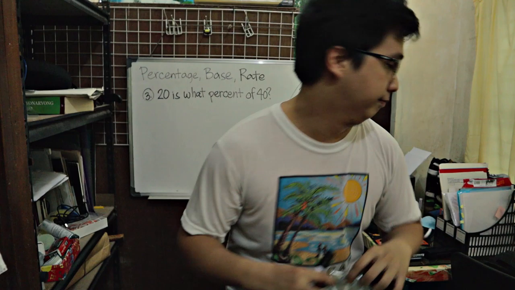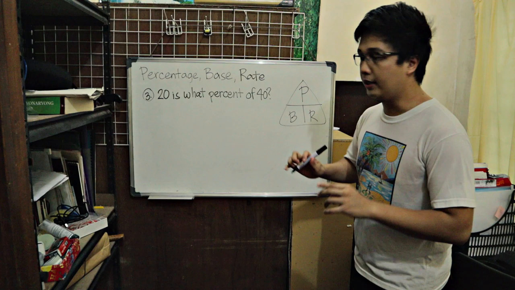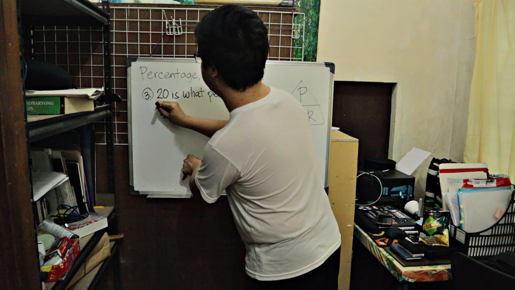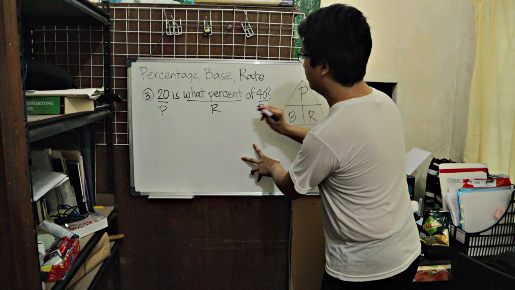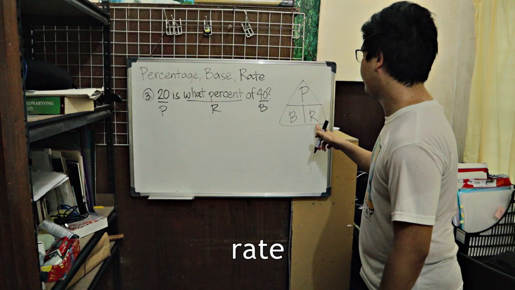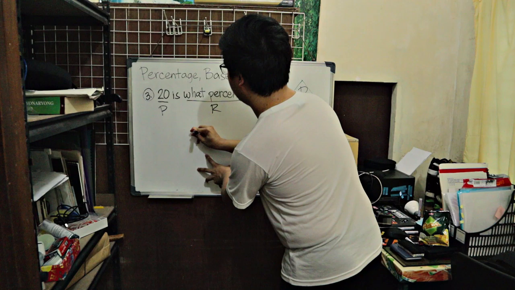Okay. 20 is what percent of 40? The given 20, beside the "is", is our percentage. "What percent": we don't know the percent, so that is our rate. The rate is what we are looking for. The 40, beside the "of", is the base. So we are looking for the rate given the percentage and the base. How do we find the rate? The rate is equal to the percentage divided by the base. Percentage, 20, divided by our base, 40.